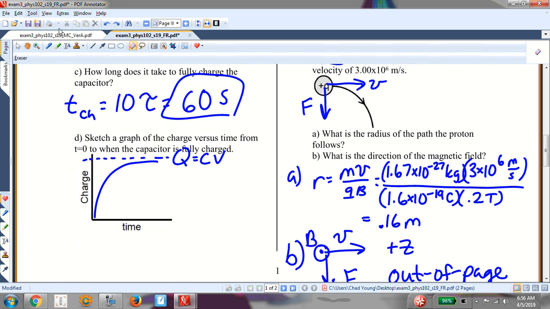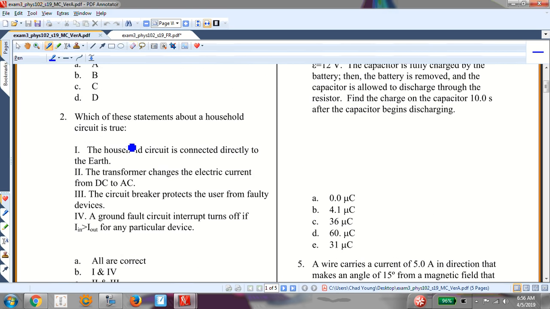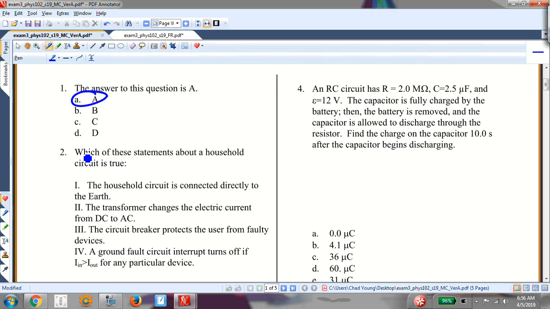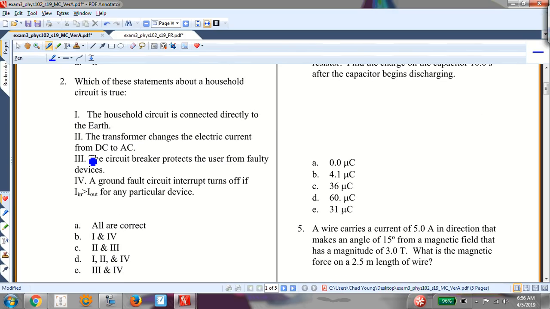All right, let's look at the multiple choice part now. First, it's your version number. There were 3 different versions. Which of these statements about a household circuit is true? The household circuit is connected directly to the earth. That is true by the ground. Remember that copper wire that goes down into the ground.